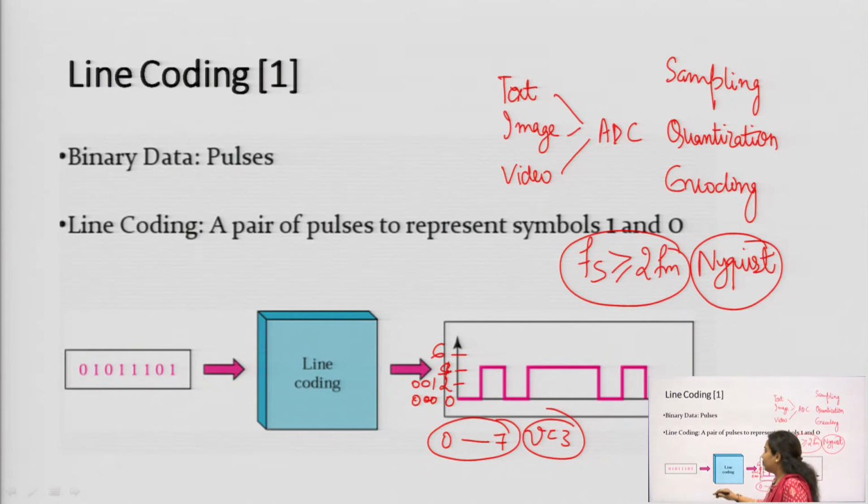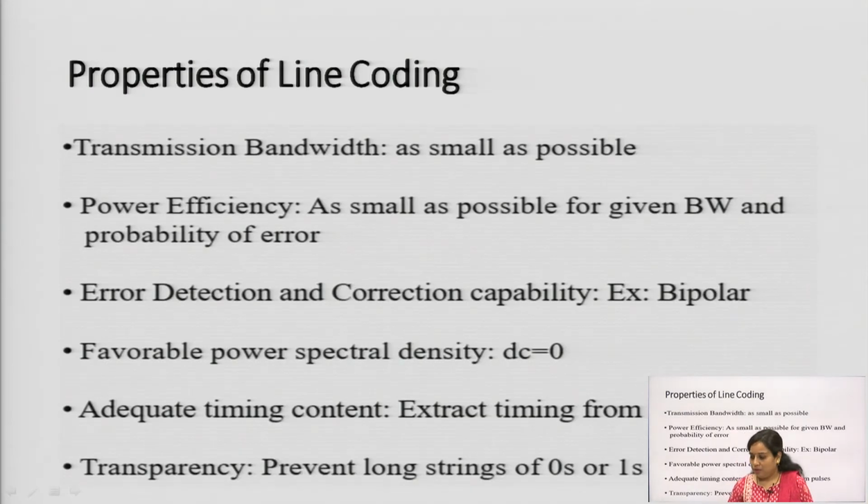Now, you can see over here, this is the data which is available before the channel, or you can say after the transmitter. This is line coding and it will convert it into the electrical form. Now, this signal is going to travel over a channel. So, this is how line coding comes into the picture. Now, next is properties of line coding.